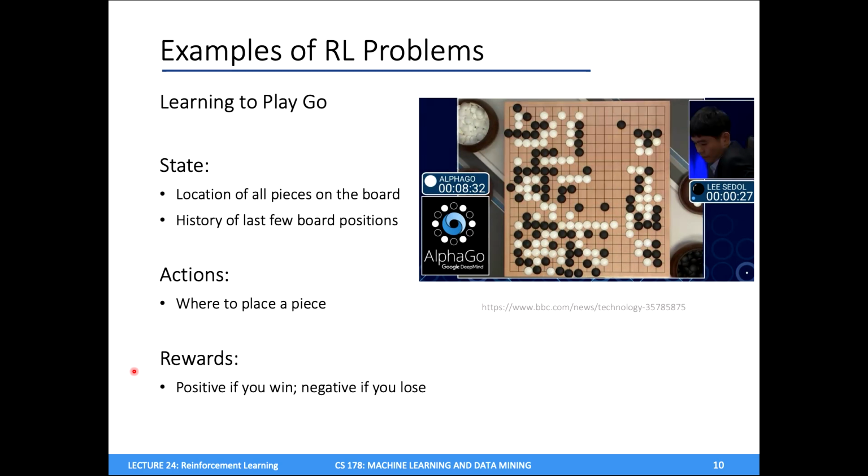This also is a good example of a problem where early actions, maybe the first few moves I play, can have huge consequences on the outcome hundreds of moves later. So there's long-term planning and long-term decision-making that needs to be played here.